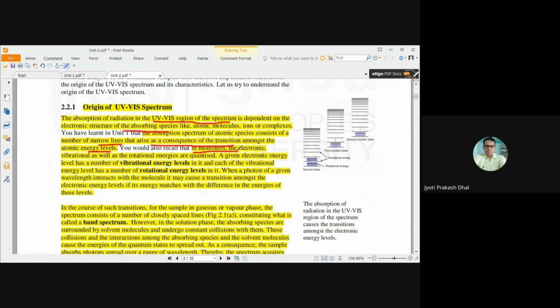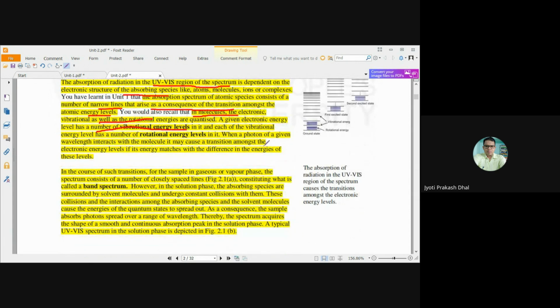In case of an isolated gaseous atom, only electronic energy levels are there, but in case of molecules, electronic, vibrational as well as rotational energy levels are there, and all are quantized. A given electronic energy level has a number of vibrational energy levels, and similarly a given vibrational energy level has a number of rotational energy levels. So in case of isolated gaseous atoms, we observe line spectra, while in case of molecules, due to the presence of electronic, vibrational, and rotational energy levels, we observe band spectra.